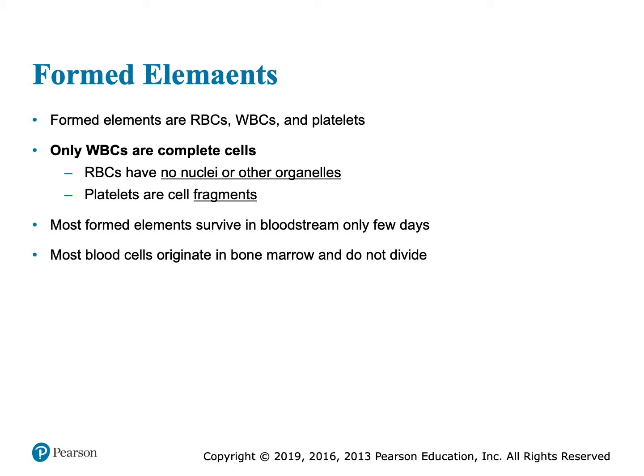Why does this say only white blood cells are complete cells? Well, here's why. Red cells, the kind that are carrying around oxygen, are just a sac of hemoglobin. They don't have any other organelles, including a nucleus. They don't have that. They are a sac of hemoglobin. Because they don't have any organelles, they're short-lived. They can't make ATP. They don't have any mitochondria. So they're a very incomplete cell.